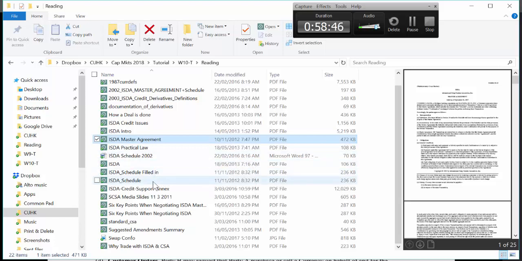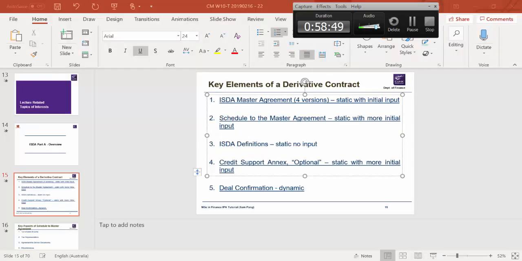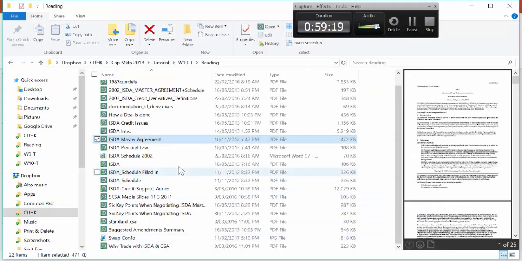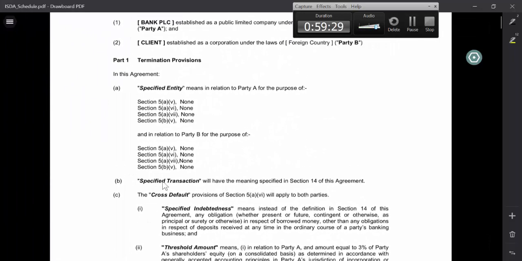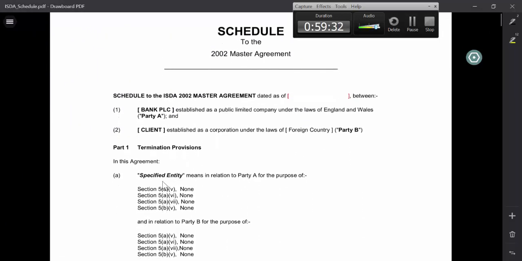Now there is one thing I have not shown you yet, which is the second one, the schedule. And the schedule is actually the most important, because in the schedule there are a lot of things that you can change, and things are heavily negotiated. I'm going to now show you what a schedule looks like, and then I will explain the various things in a schedule. So this is what a schedule looks like. Now it is actually a pretty simple document. So this is a schedule.